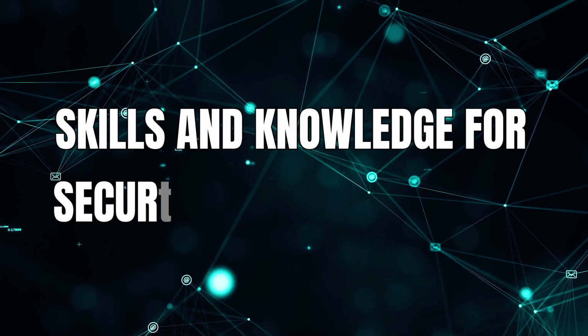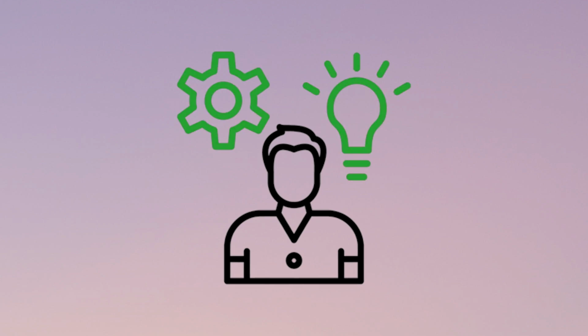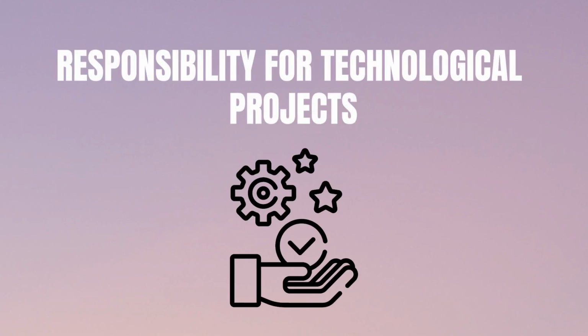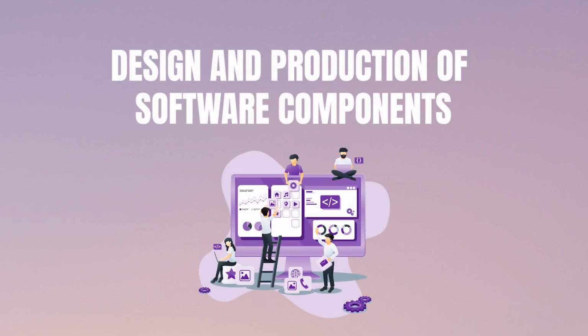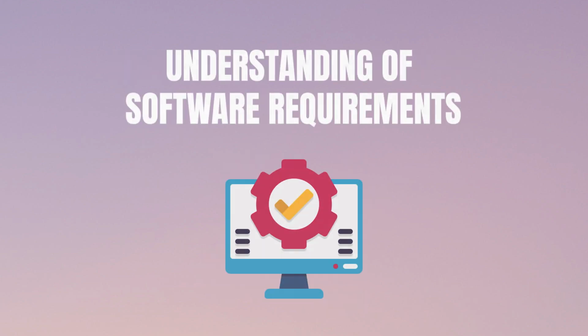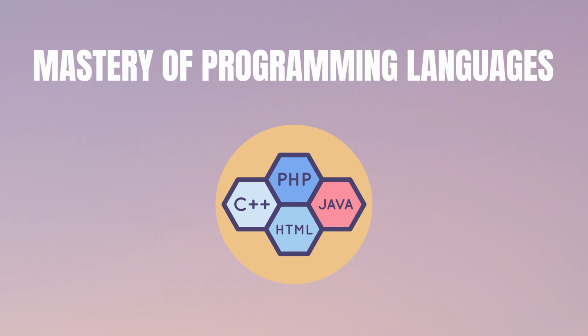Skills and knowledge for secure software projects. There are a lot of skills that a software engineer needs, all equally important. But just to name a few, we have responsibility for technological projects, design and production of software components, understanding of software requirements, and mastery of programming languages.